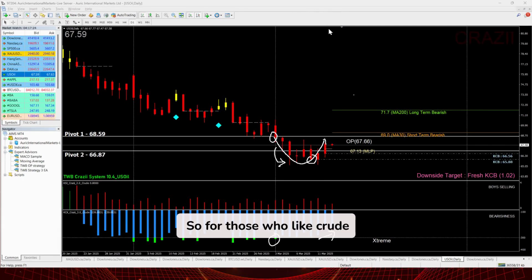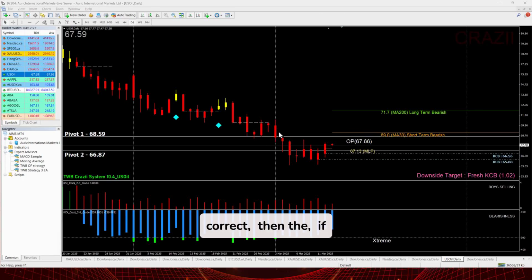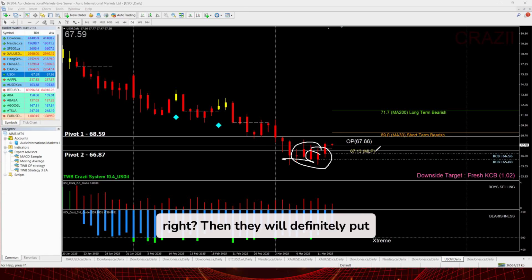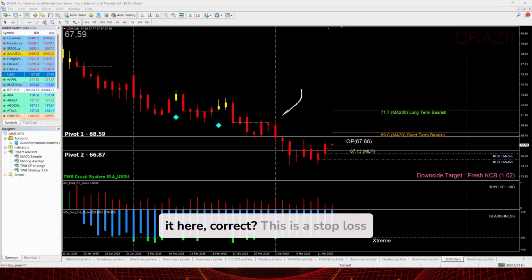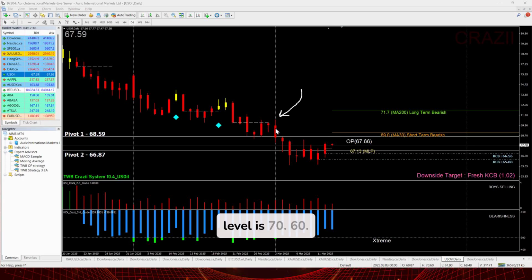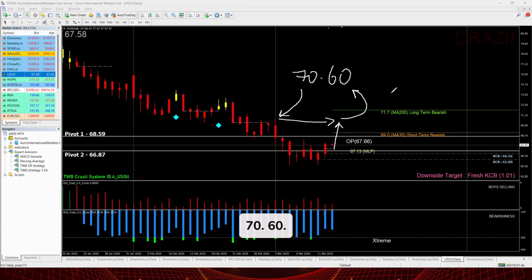So for those who like crude oil, if my personal opinion is correct, then let's say everybody has been shorting the market here, right? Then they'll definitely put a stop loss somewhere. So they'll put it here, correct? This is the stop loss I would put if I were a short seller. So what level is this? This level is $70.60. So that means if crude oil goes up, I think it will go up to here, which is $70.60. Okay? Got it? All right, if all got it, press number 6.